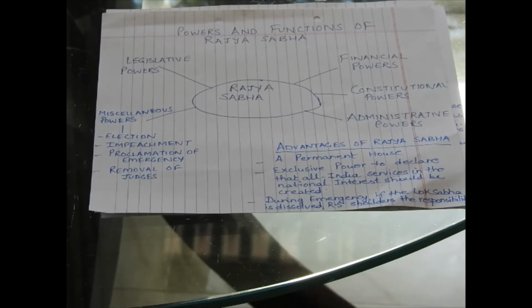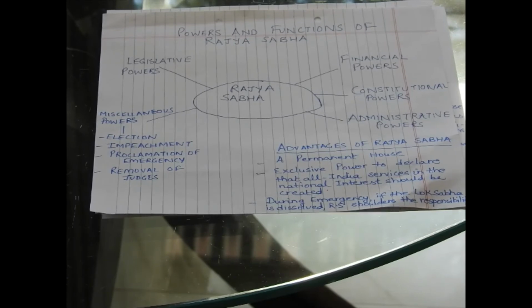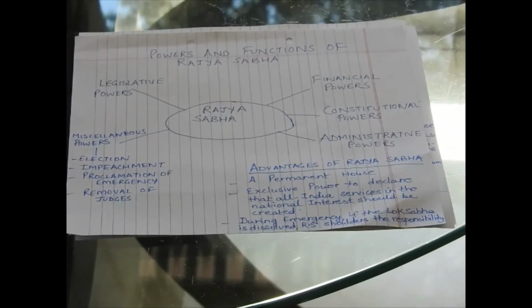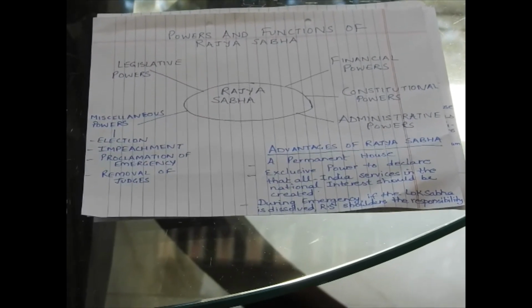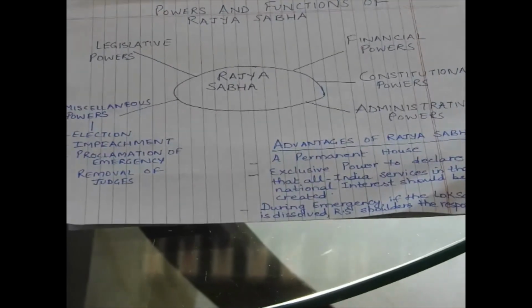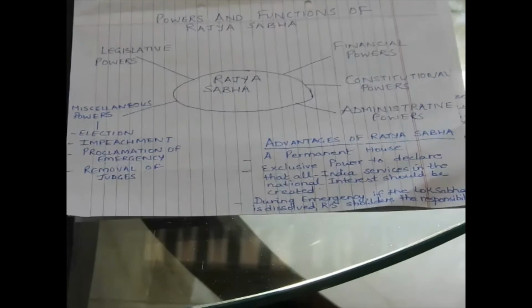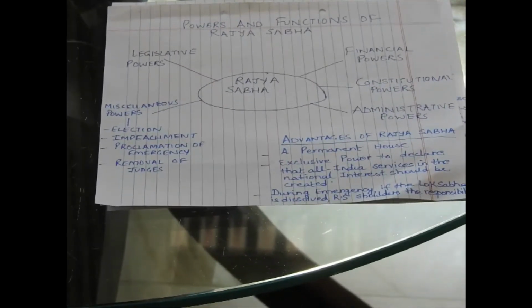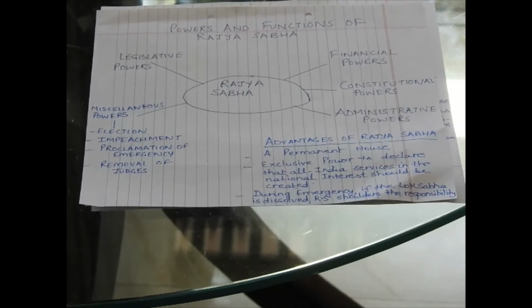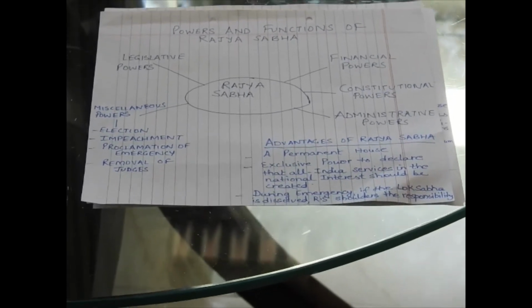Elections. Rajya Sabha, like Lok Sabha, participates in the election of President. President is elected by an electoral college which consists of elected members of Lok Sabha and Rajya Sabha. Vice President may be removed from office by a resolution of the Rajya Sabha passed by a majority of all the members present and agreed to by the Lok Sabha.